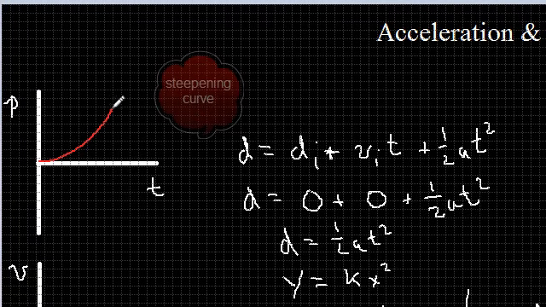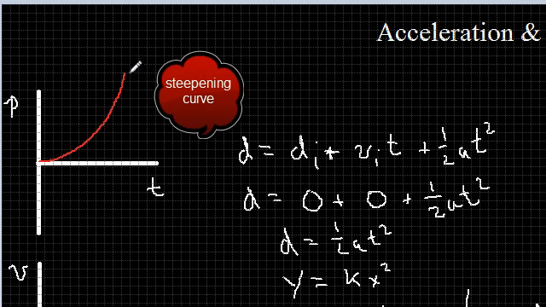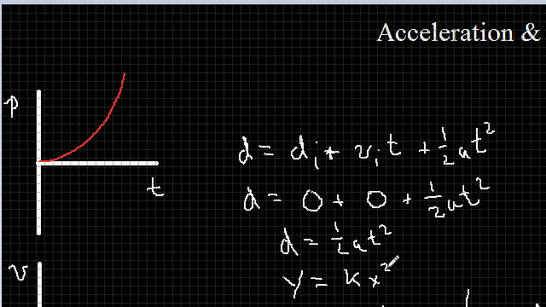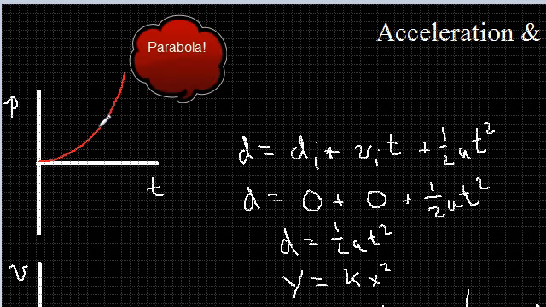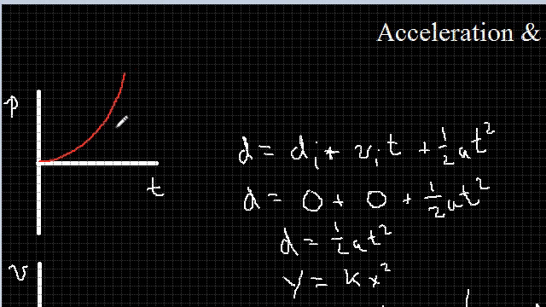You get a steepening curve. Well, what kind of curve do you get? Oh, hey, to the power of 2, I get a parabola. So all this time you've been drawing curves, steepening curves and flattening curves, you've actually been drawing parabolas. I know you can barely contain your excitement, but look, it gets even cooler.